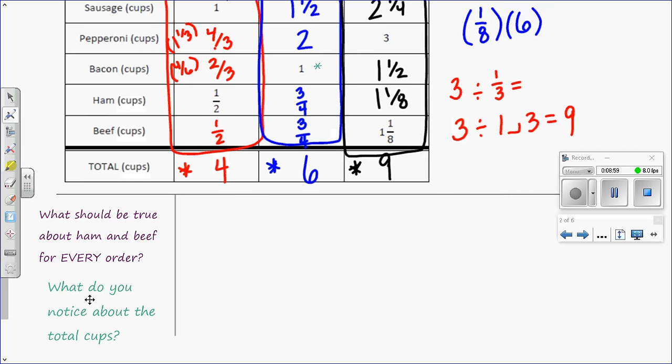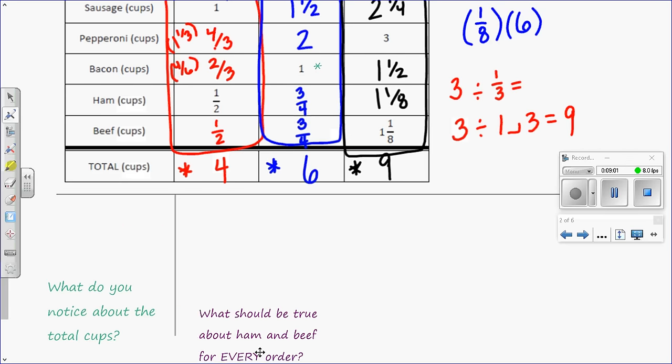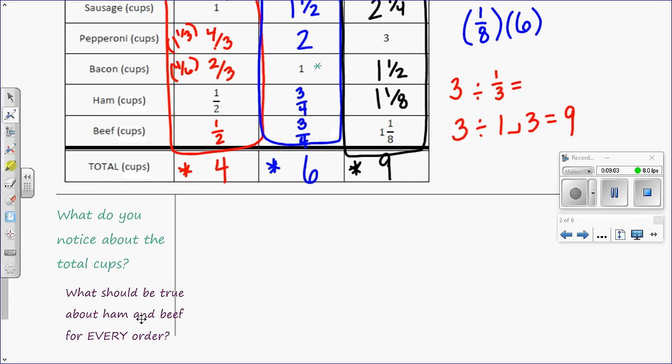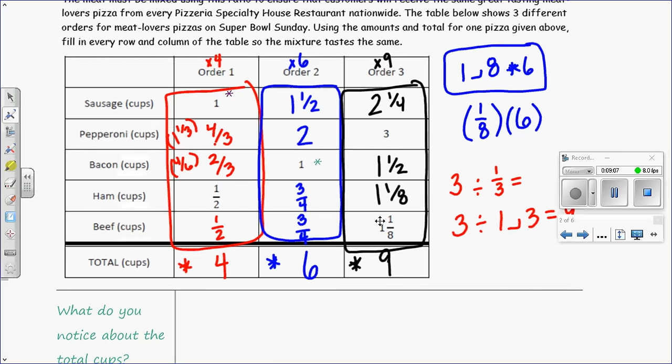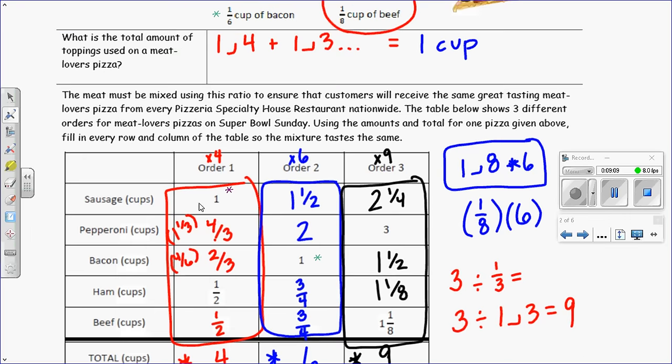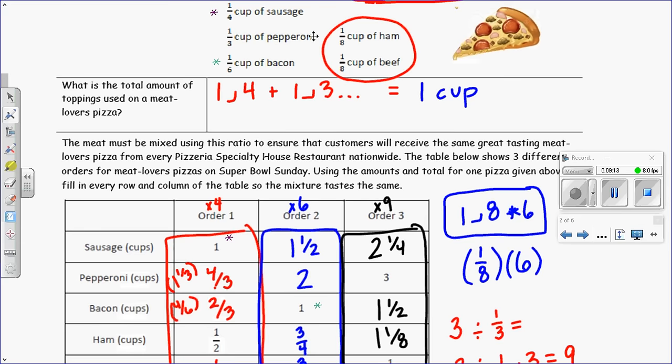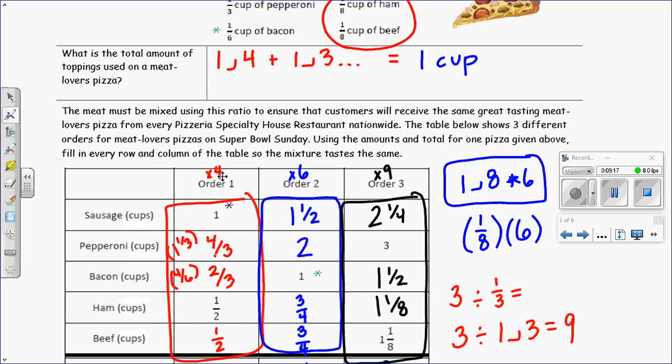I want you to add these into your book. What do you notice about the total cups? In fact, why don't I just switch these? What do you notice about the total cups? 4, 6, and 9. Did you see those numbers anywhere else? Yes, they're right here. Those are our multipliers. And think about it. It was 1 cup for just one pizza. So of course it's going to be times 4, times 6, and times 9.